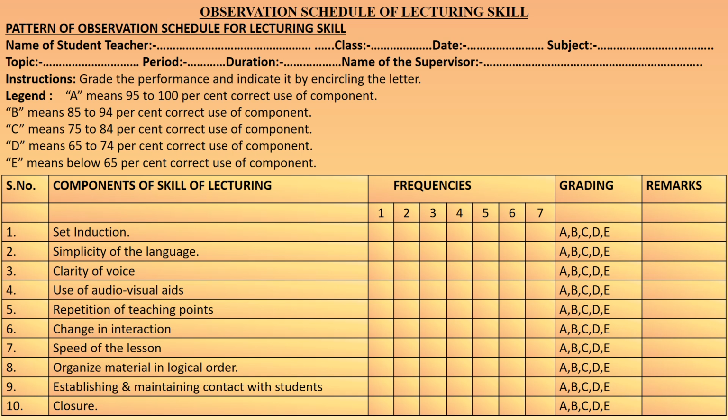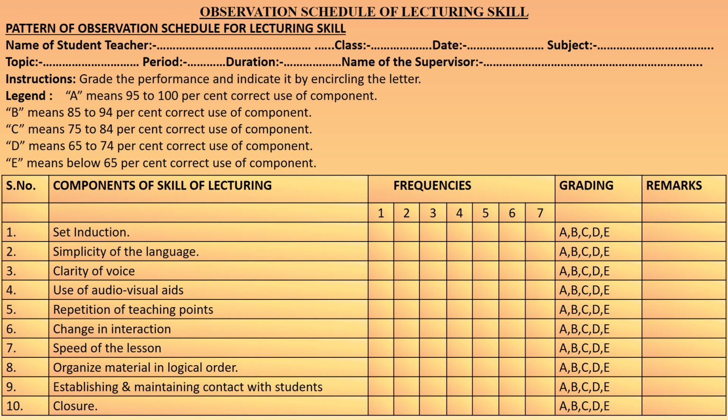In the pattern of observation schedule, you will have to write the name of the student teacher. After that, the class, date, subject, topic, period and duration have to be written. Lastly, you have to write the name of the supervisor. After you have written down the above preliminaries, you have to write the instructions. The first instruction is you have to grade the performance and indicate it by encircling the letter.